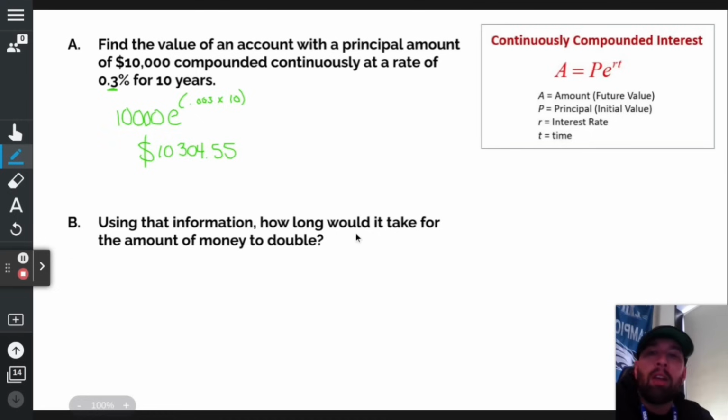Using that information, how long would it take for the amount of money to double? Well, let's set up this similar equation here. If the amount of money doubles, then I'm going to have 20,000 equals 10,000 e to the RT. What was R? 0.003 T. Divide both sides by 10,000.